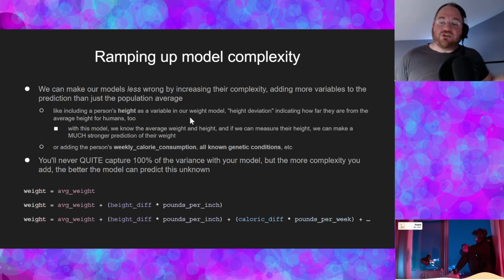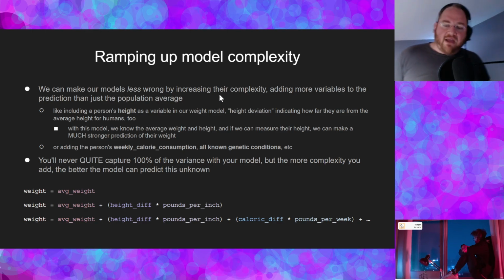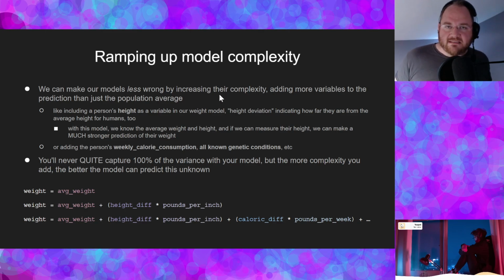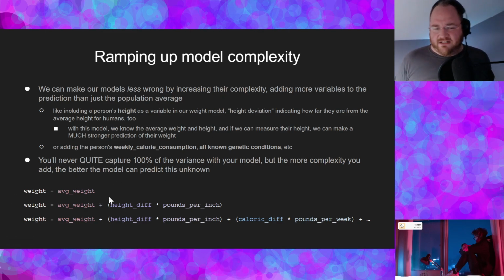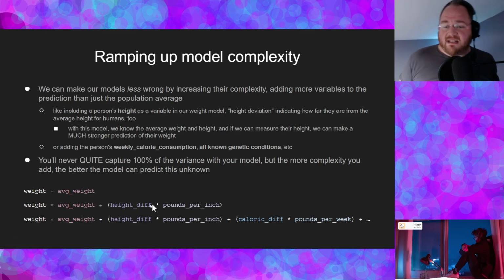You'll never quite capture 100% with any model. Again, they're all wrong. But the more complexity you add, the better it can predict the unknown bits. So, yeah, you see, weight can be just average height. You add more complexity, so height difference by pounds per inch. You might recognize this as another variable input times the scalar, right? So y equals mx plus b, that kind of stuff.